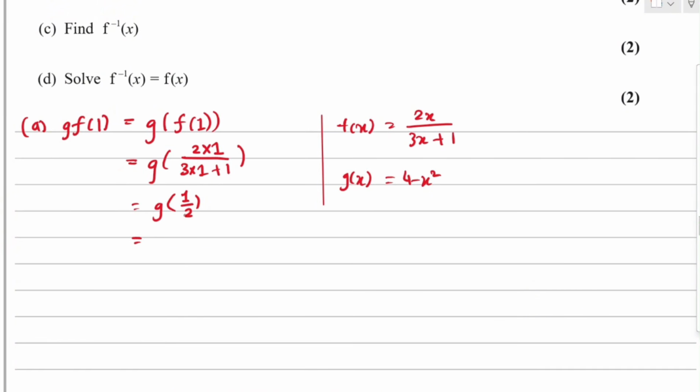To calculate the value of g(1/2), we have to replace x in the function g(x) and we have to input half in place of it. So this will be 4 minus (1/2) squared. So this will be equal to 4 minus 1 by 4, which is 15 by 4.